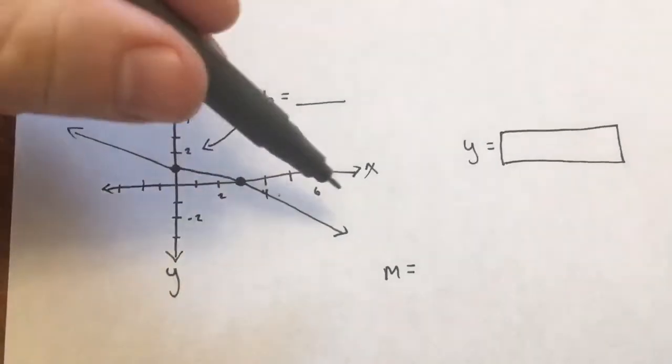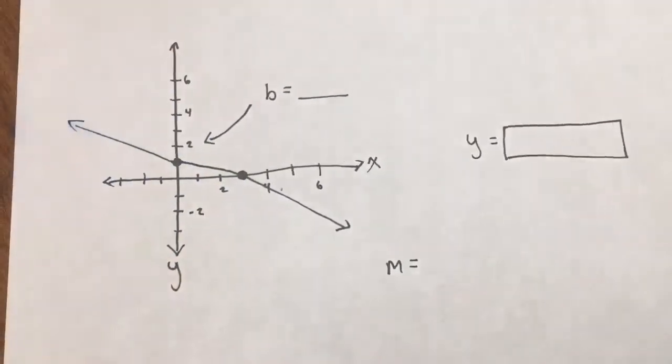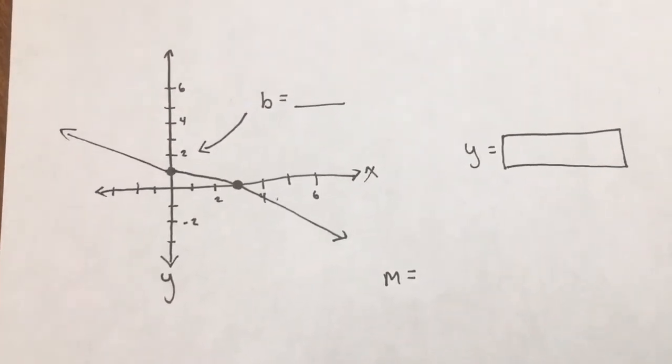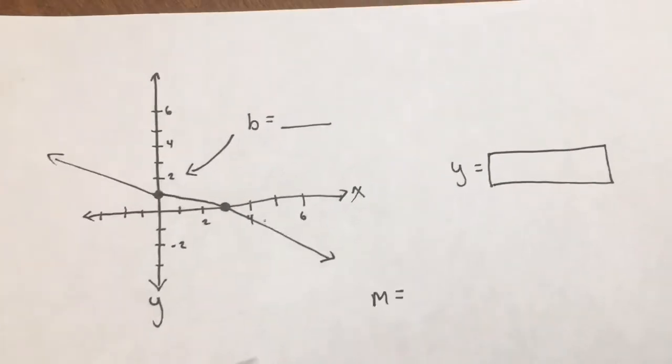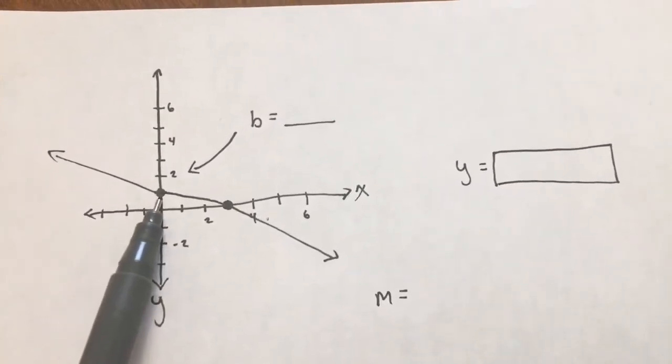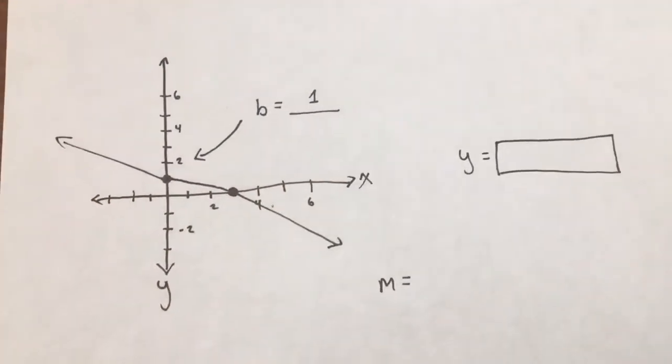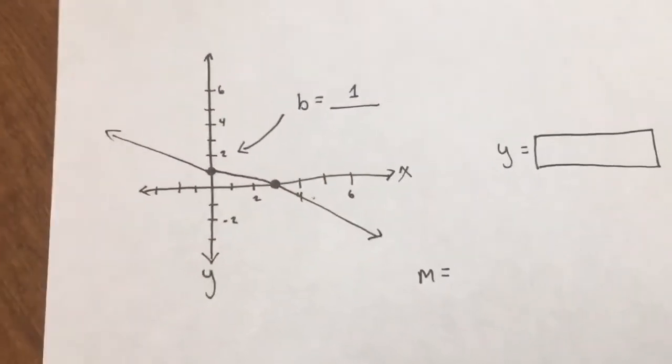Now, if we take a look at what we have right here, one of the first things that we always identify is where is the y-intercept, the b value. So that's where it touches the y-axis. So it touches the y-axis at +1. Now, let's figure out what our slope is.